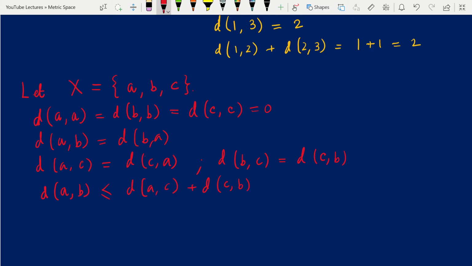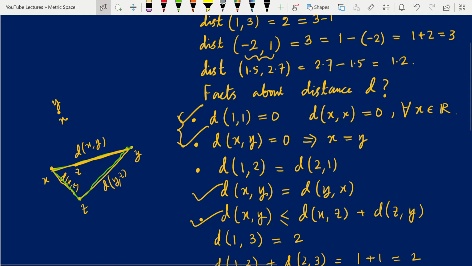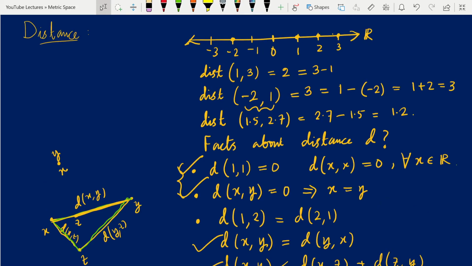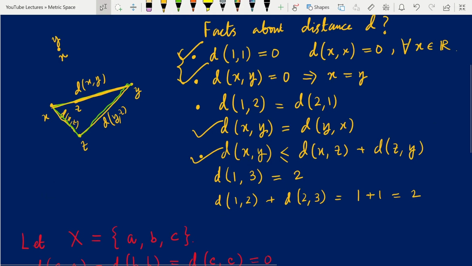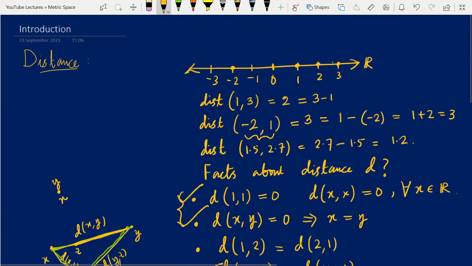One more thing I should tell you, which I forgot to mention, and which is a very important fact, is that the distance cannot be negative. So this is another fact which I should have mentioned here. So this should be the first fact actually. The first fact should be this: distance between x and y cannot be a negative number. That makes no sense. When you talk about distance, it should be a non-negative quantity, and this you can verify for the set of real numbers also, right?